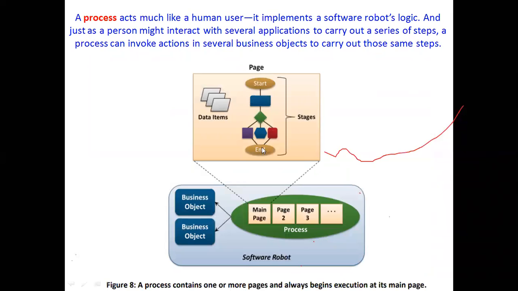Now the same example we can see: business objects and the main page. Page wise, you have the process. So inside of the process, you can see either one page or multiple pages. One page is nothing but one business object page. Inside of the business objects, you are going to define the pages. From the business objects, you are going to call the pages here. One page is nothing but a group of actions.